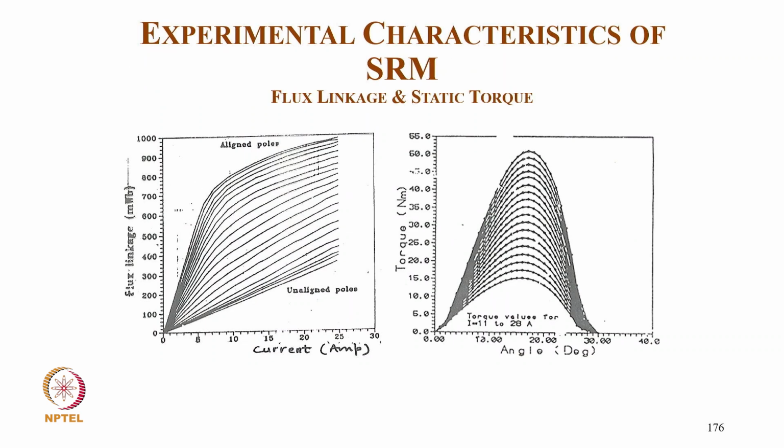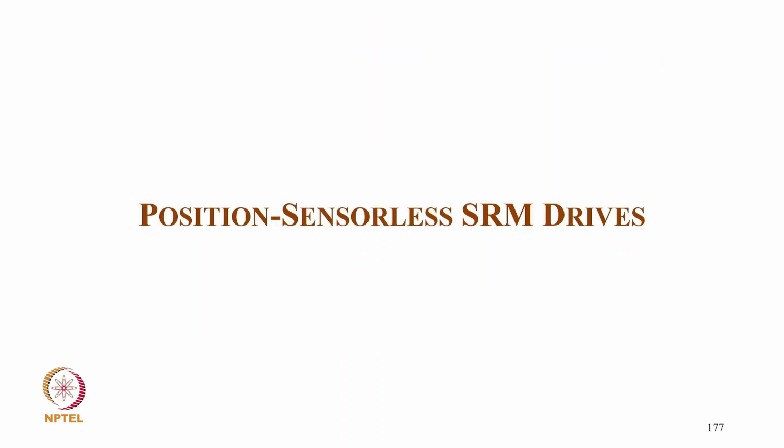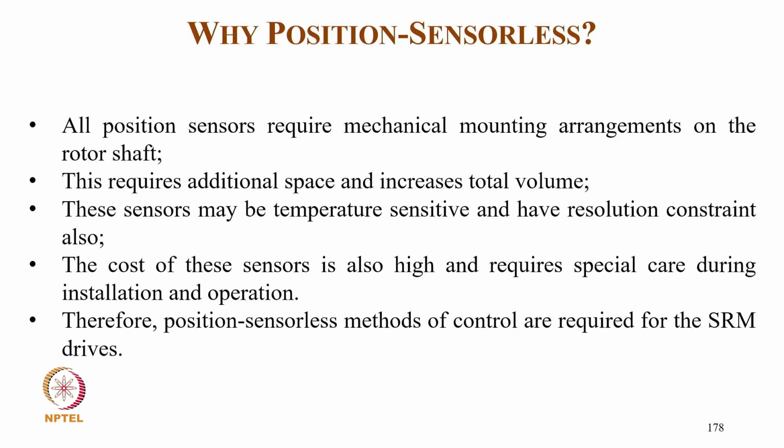And this is the flux linkage and actual static characteristic, for the 7.5 kilowatt 12/8 motor: the aligned position and the torque versus theta at different currents. Now coming to the position sensorless reluctance motor drive.